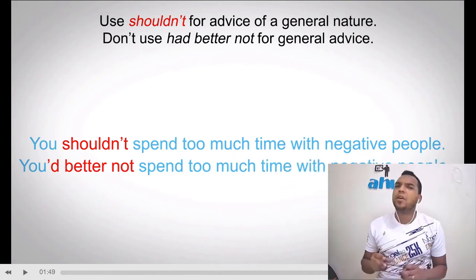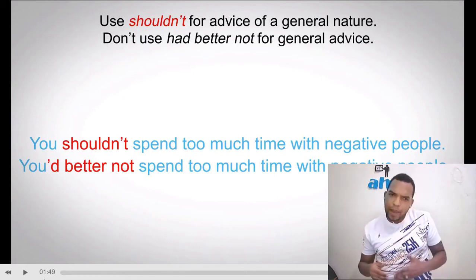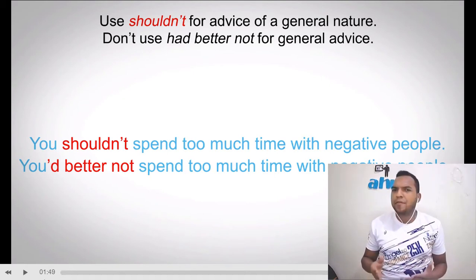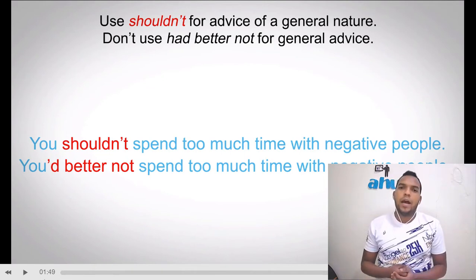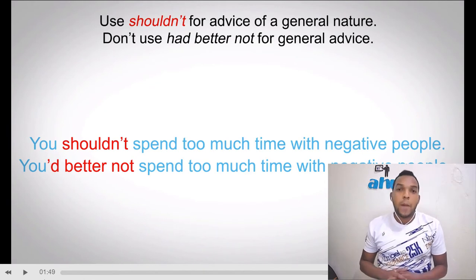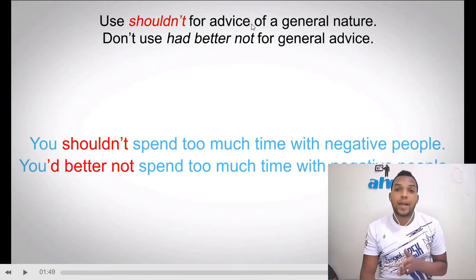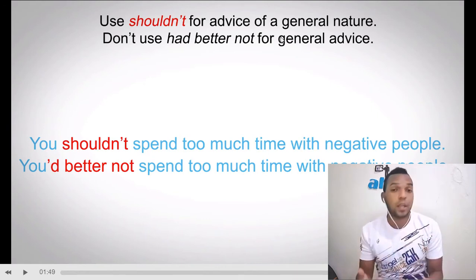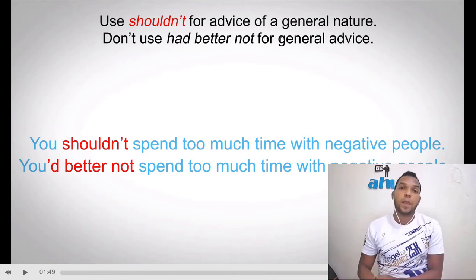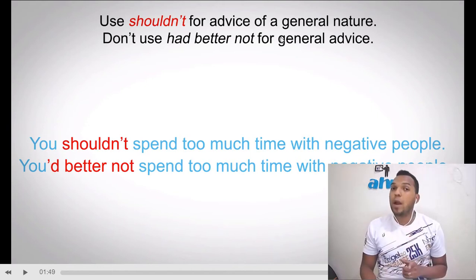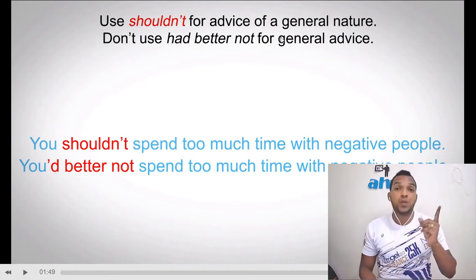Okay, so here you will say, teacher, but I noticed that had better not and should are almost the same, because you're saying that is for general advice, right? But shouldn't is just for general advice, of a normal nature. But when you want to give a warning, you need to use had better not. Just in those cases, when you're giving a warning to a person, you don't use shouldn't. You have to use had better not.